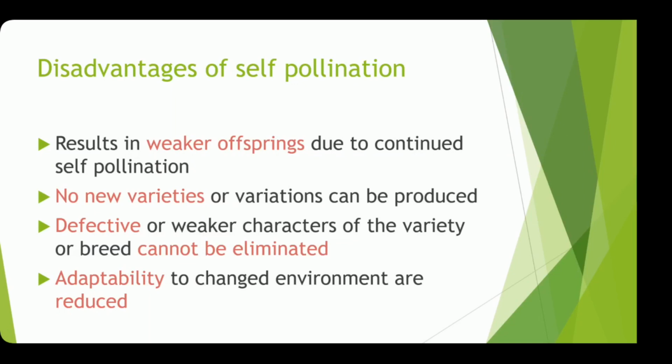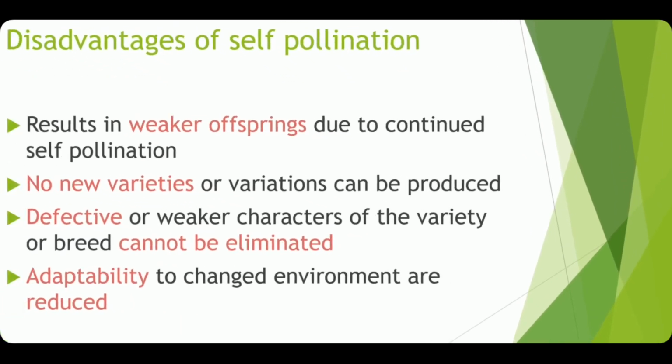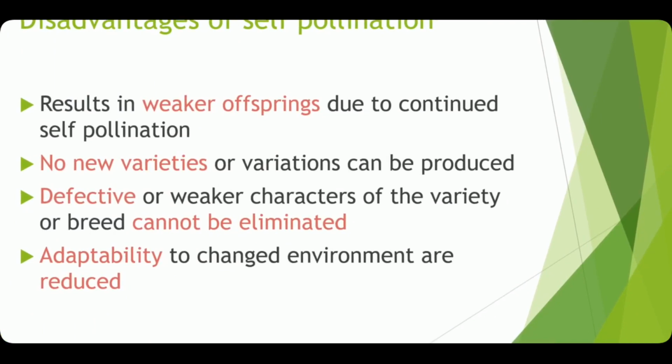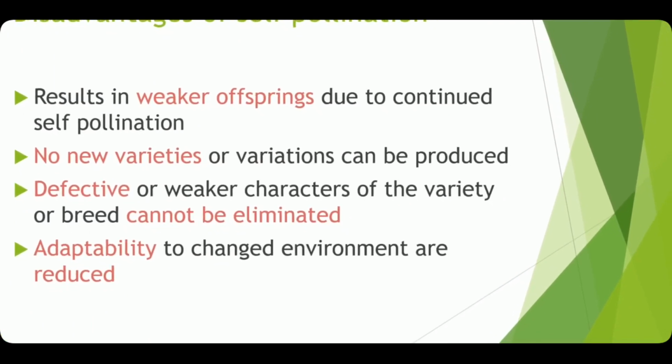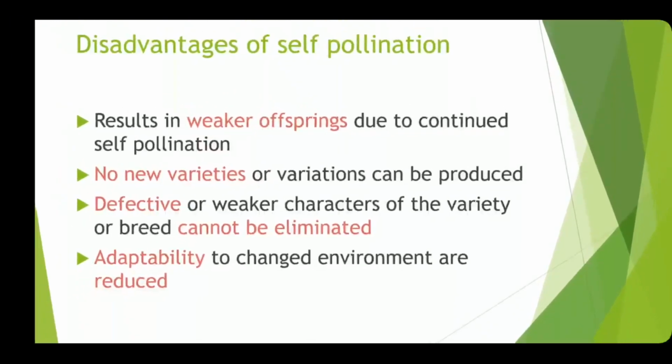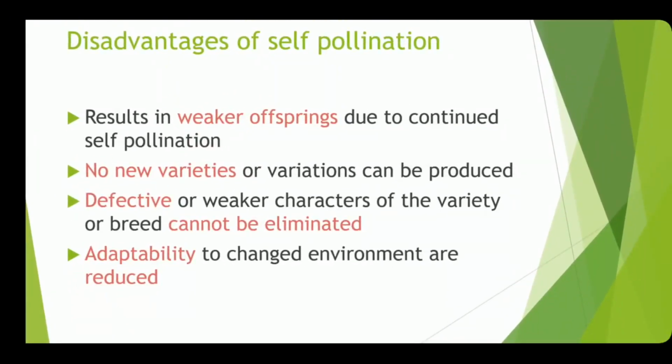The next thing, adaptability to changing environment is reduced. Yes, it is reduced, because as pollen grains transfer from one place to another, they adapt to some environmental changes. But in self pollination, this adaptability is reduced.